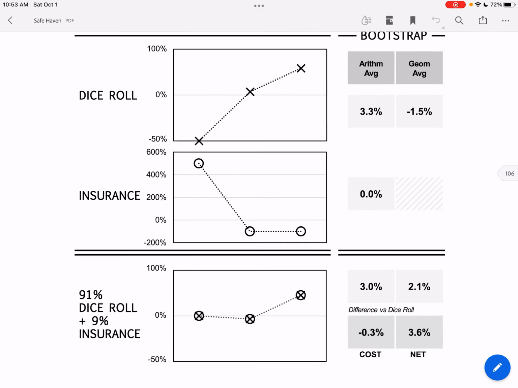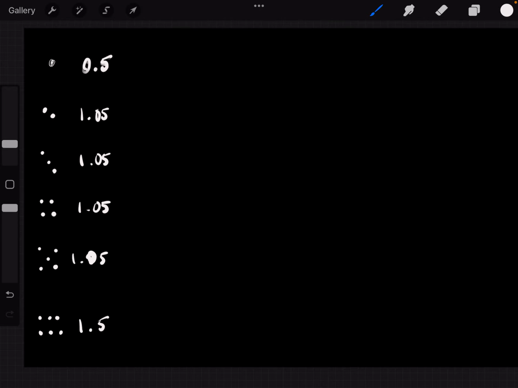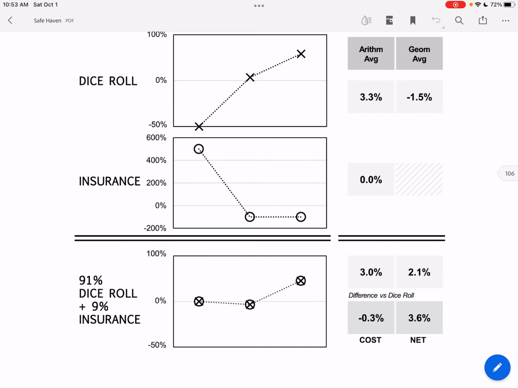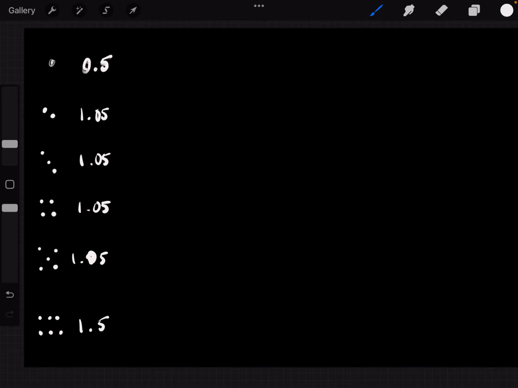Today we're going to be looking at the insurance side bet that Spitznagel mentions in Safe Haven. This is the one where you are putting aside 91% for the dice roll and you're saving 9% for the insurance side bet. The question I had was, how does he calculate the geometric average to be 2.1%? I, for one, cannot calculate 2.1%. I don't get it. And when I code this in Python, I never get 2.1%. So we'll do the Python stuff in another video. In this video, we'll try and get at this mathematically first.